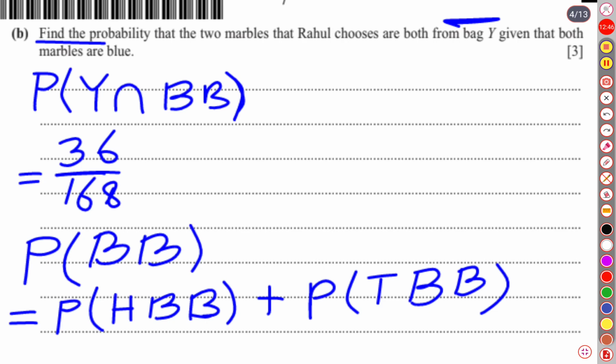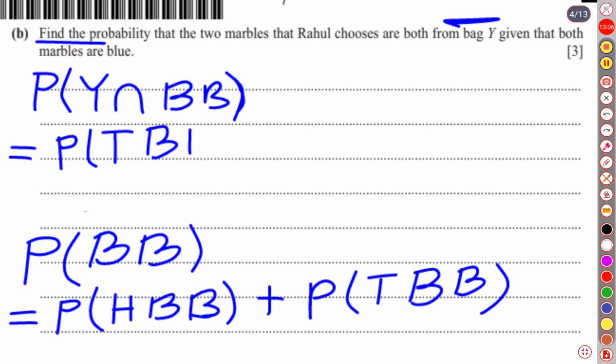Here we could have written, let me erase this part. If I expand one more step, it could have been probability of T blue blue. Bag Y means when we obtain tail, then we pick the marbles from bag Y. So it's T blue blue. T blue blue is equal to what?